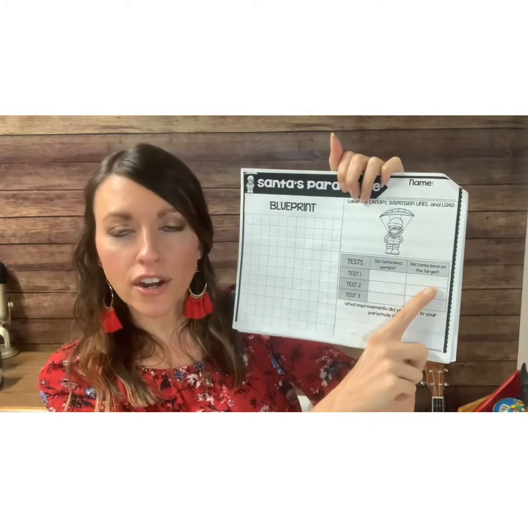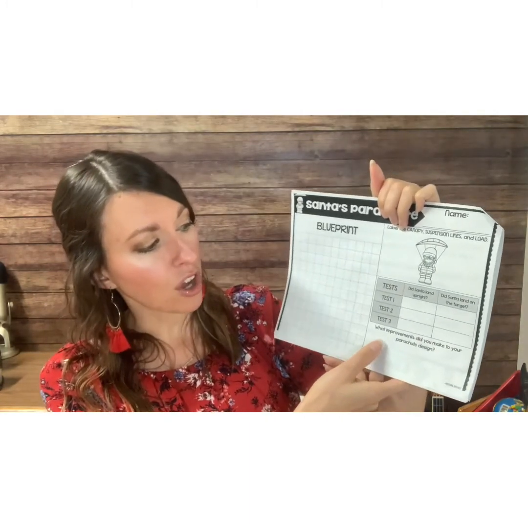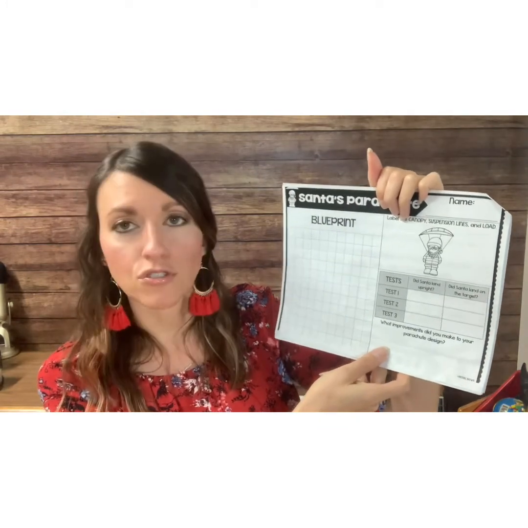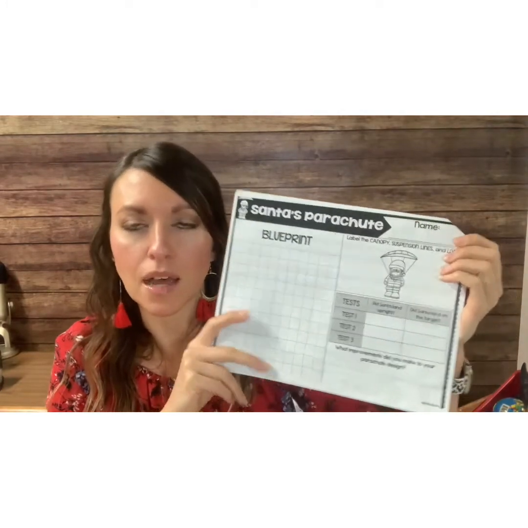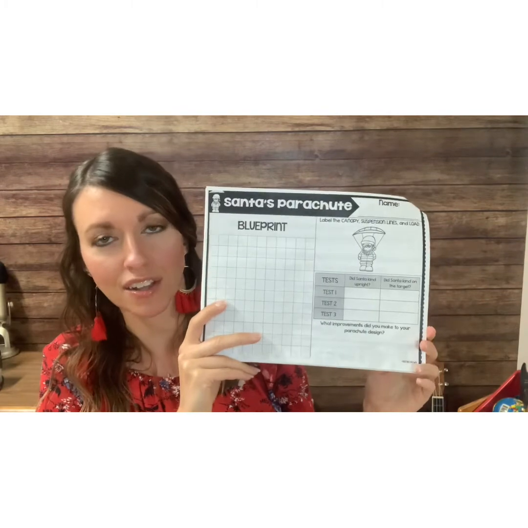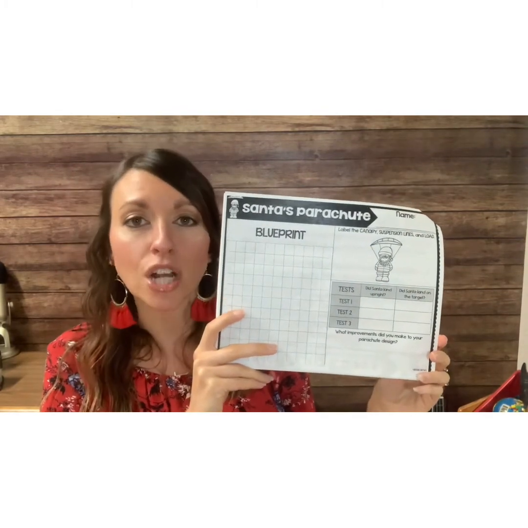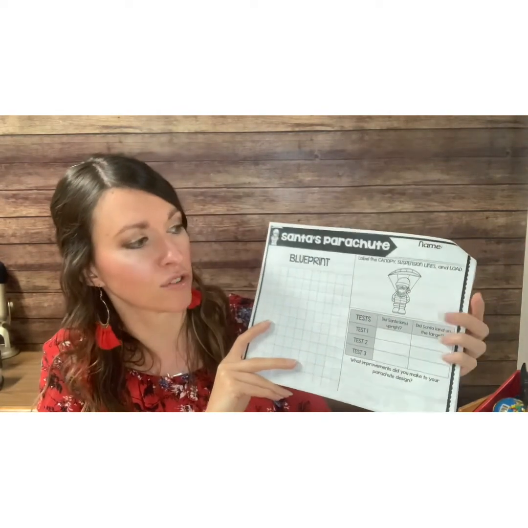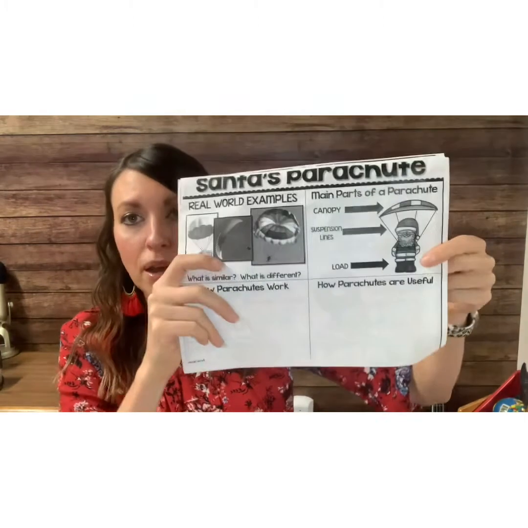You're going to test it 3 different times. Did Santa land on the target? I also gave you a target that you need to color. Yes or no? And then you're going to talk about what improvements you made to your parachute design. So maybe you didn't make any, or maybe you needed to make some because your design was not working successfully, which we all know we've seen in class, and we sometimes have to adjust how our design is made to make it successful.